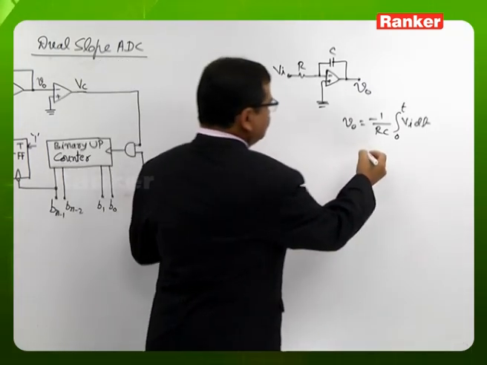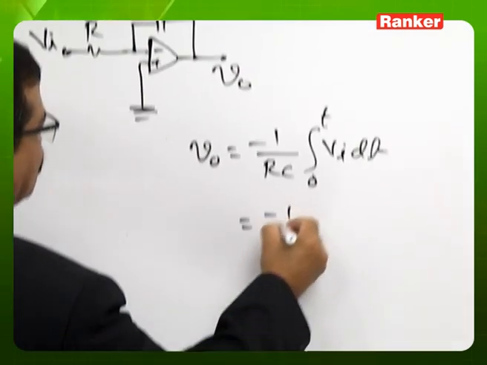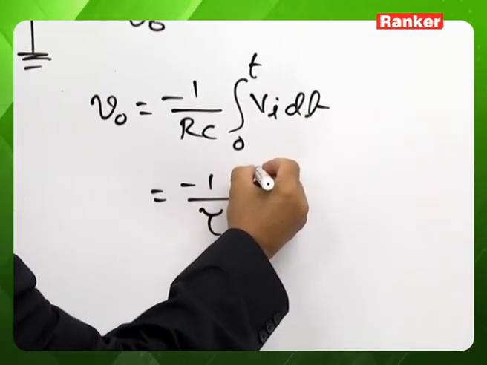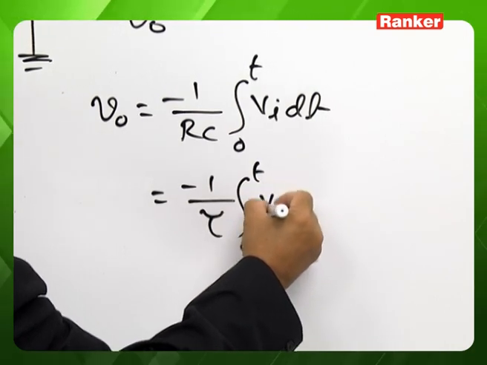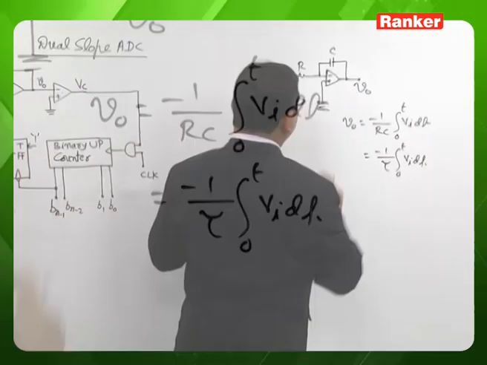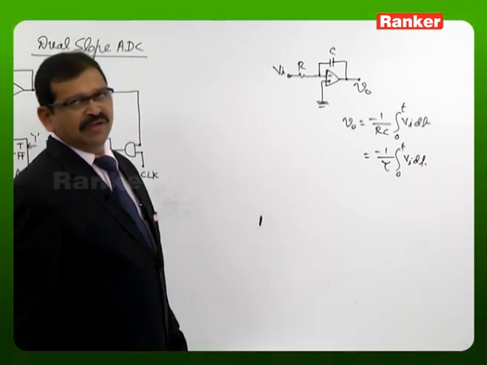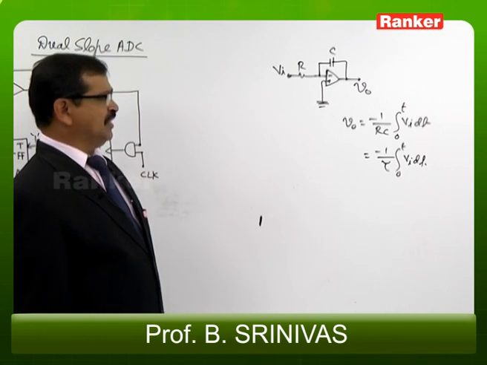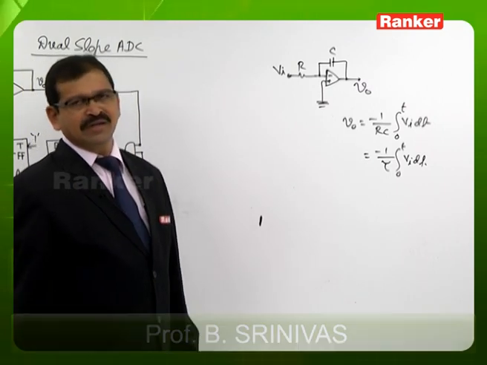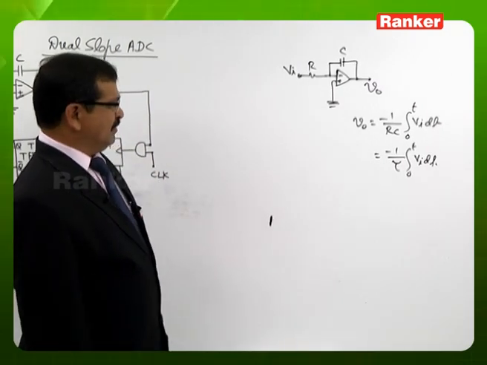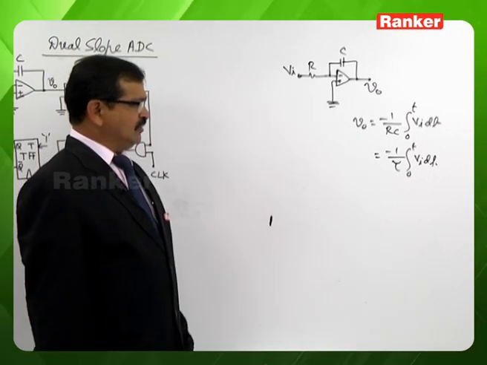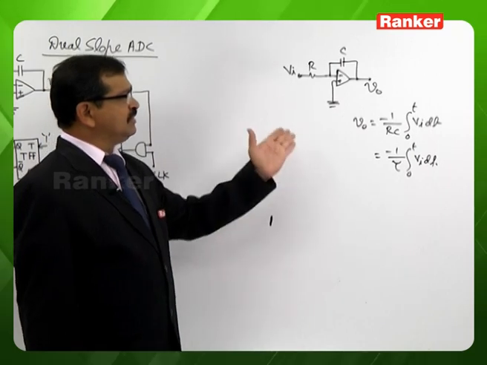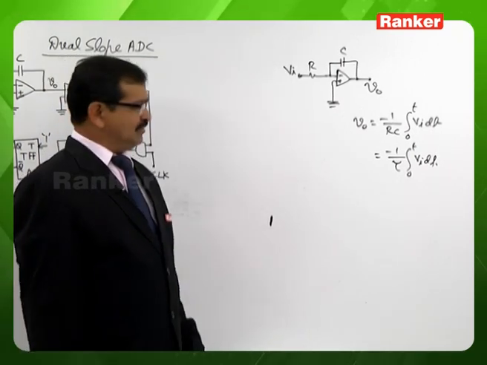And of course, this RC we can look at as tau. So minus 1 by tau integration 0 to T VI dt. So if the VI is a time varying signal, say a square wave, then we are going to look at a ramp signal, or a triangular wave, as the output for a square wave, and so on. So basically the circuit is integrating the input signal.